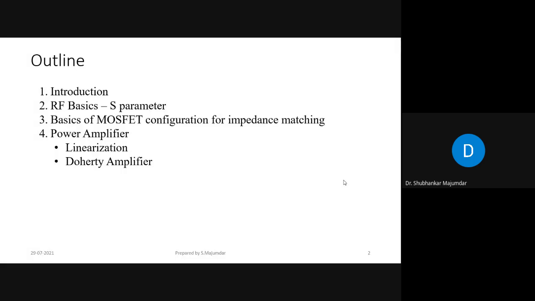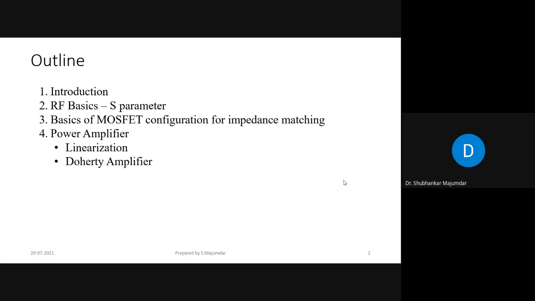So to make it easy for them, I have put it like this: first we will introduce our topic, then we will discuss some RF basics like S parameters, and then the basic MOSFET configuration for impedance matching, then the power amplifier, which is the topic that has different types of logic like linearization and Doherty amplifiers.